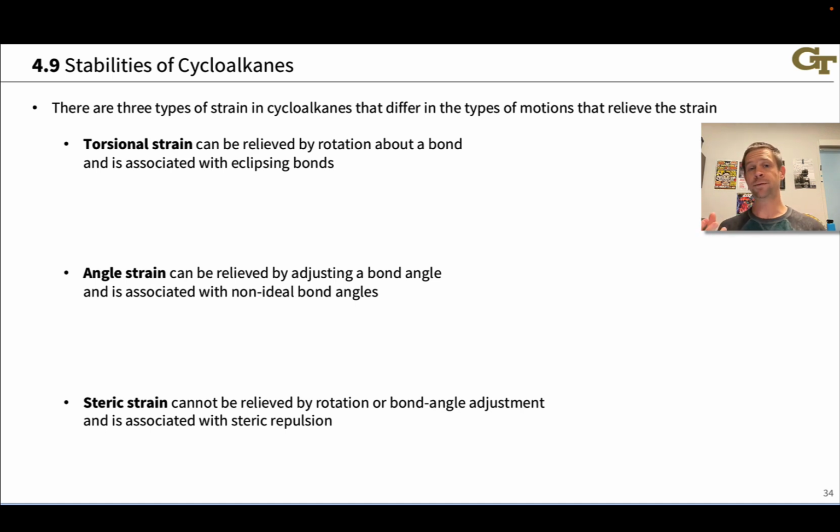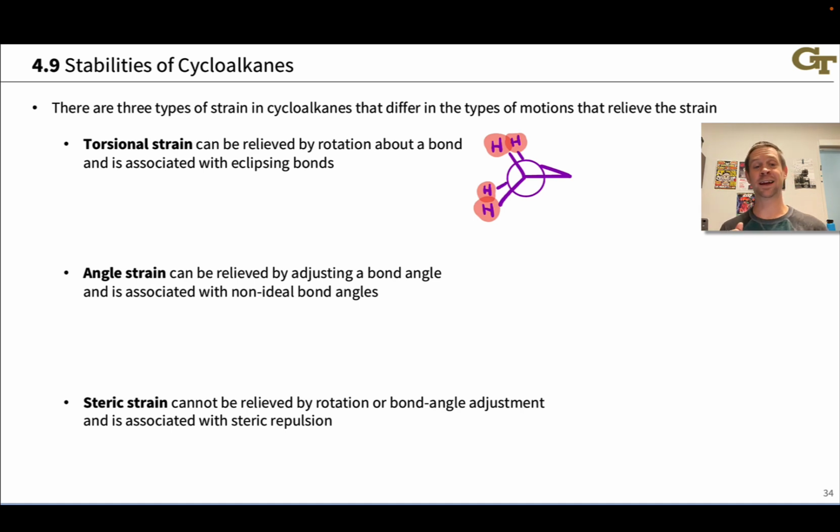Torsional strain, we've already seen. We can theoretically alleviate torsional strain via rotation about a bond. Another term for this essentially is eclipsing interactions. So for example, in the structure of cyclopropane, which is necessarily planar, we've got two pretty bad H-H eclipsing interactions in this compound, and that's a source of torsional strain.